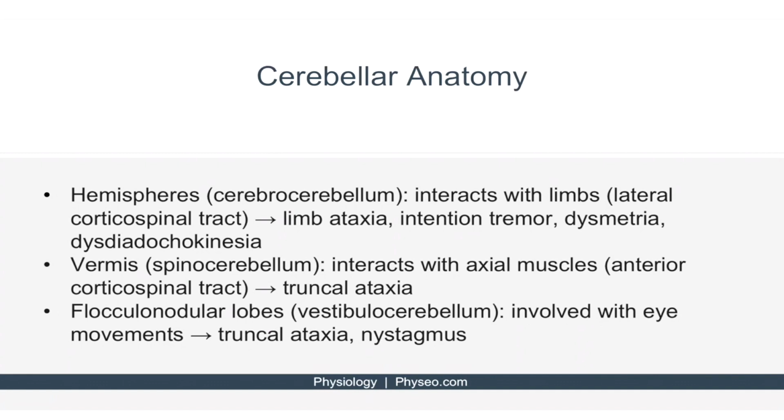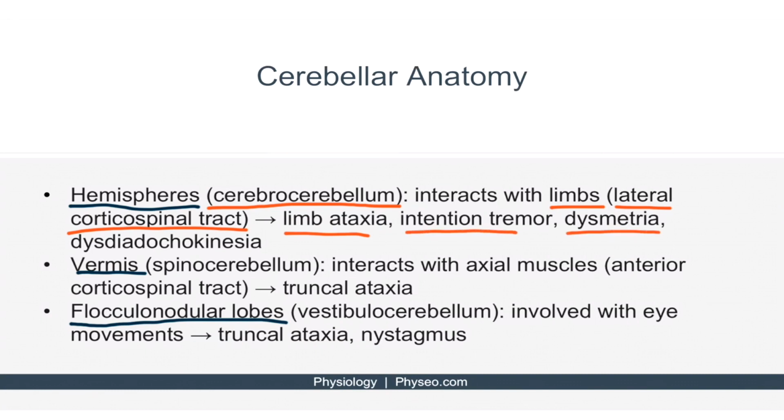And the main thing you need to know is that there are hemispheres, there's the vermis, and the flocculonodular lobes. And the hemispheres are primarily responsible for the limbs, so the lateral corticospinal tract. And if damaged, it can cause limb ataxia, intention tremor, dysmetria, and dysdiadochokinesia. And we'll explain what these look like.